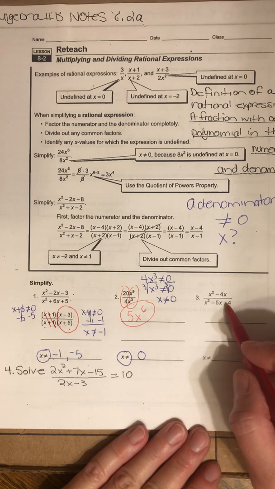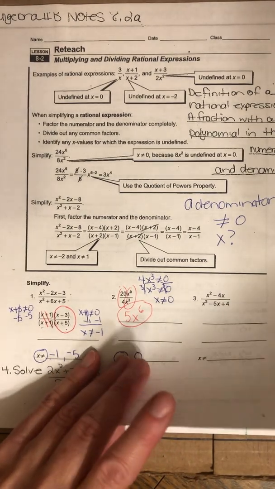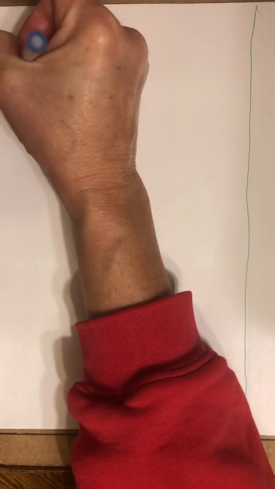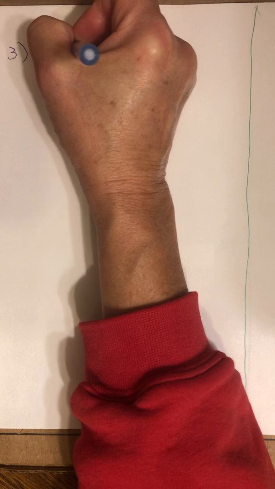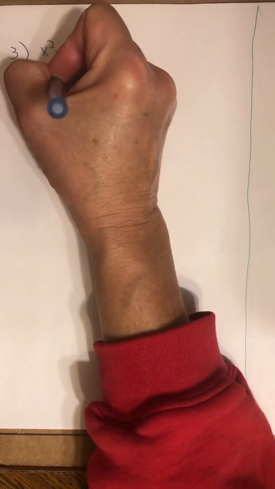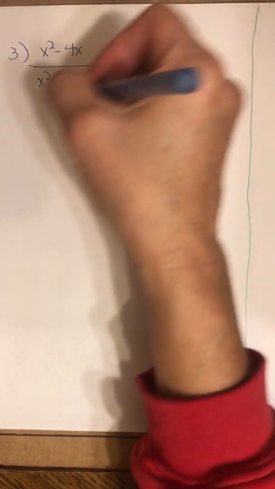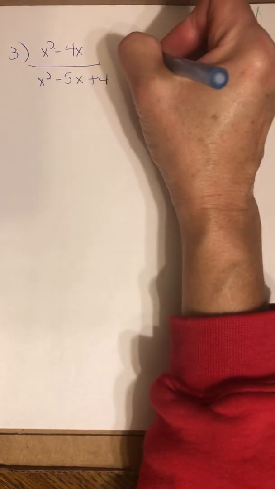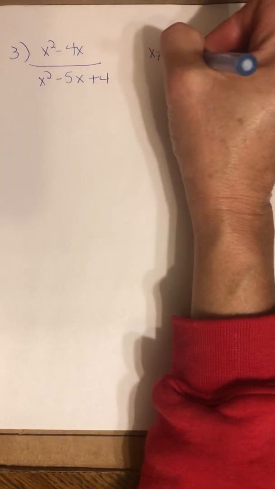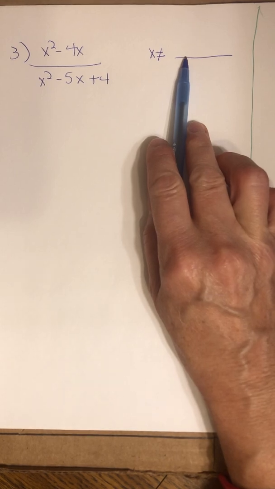Let's take a look here at number 3. I am going to go to another piece of paper for number 3. So let's go ahead and write that. Give ourselves some room. x squared minus 4x over x squared minus 5x plus 4. And we have what x cannot be equal to. We also have to simplify and say what x cannot be equal to.